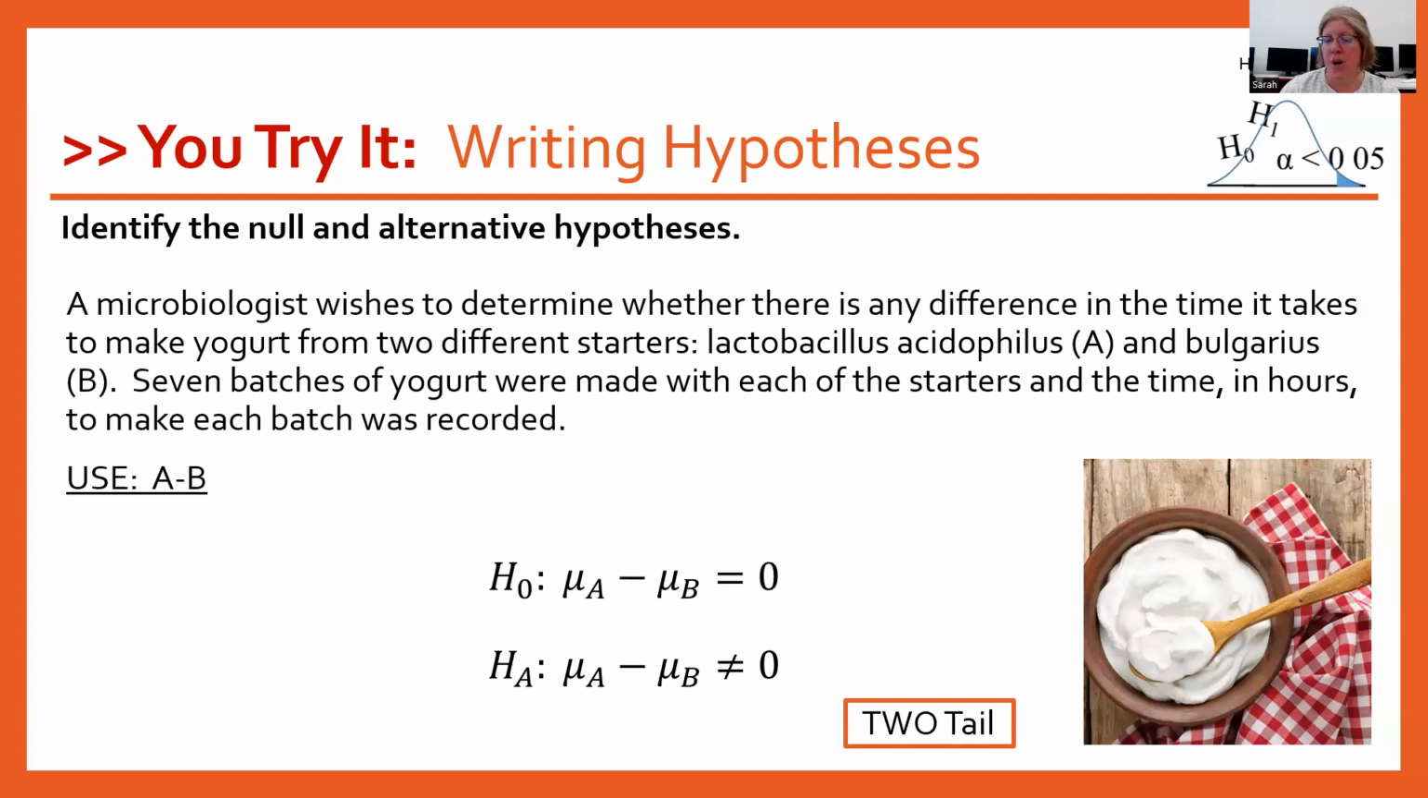So I'm mirroring that subtraction, but I'm going to use not equal to 0 because the question that's being posed here is: is there any difference in the time? So there's no direction as to maybe one's faster or slower than the other, just whether they're different. So that's telling me not equals, which is a 2-tail.